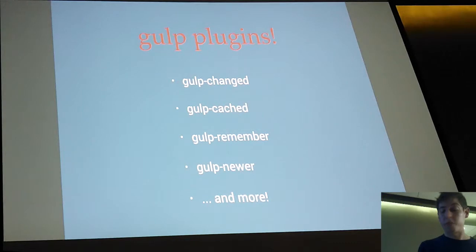So some of the ones I found that seemed pretty important to know: Gulp changed. What it's going to do is only pass through changed files into the writable stream. Gulp cached is like an in-memory file cache, and it's for singular files, not for sets of files. Gulp newer will only pass through the newer source files. So they're all kind of similar, but they're ways of speeding up your build and making it really efficient and not rebuilding things that you don't need to build again.